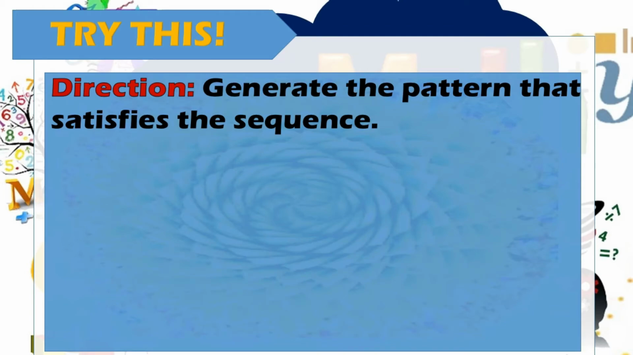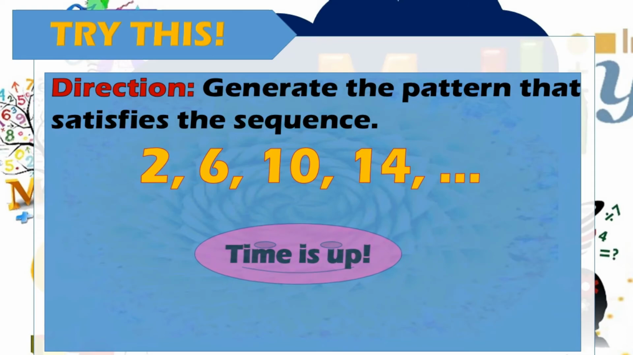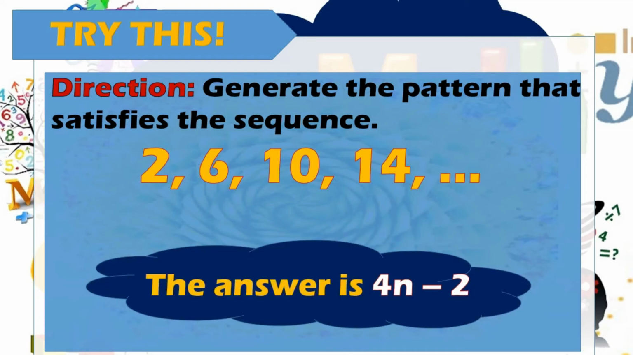Try number 2. The given sequence is 2, 6, 10, 14, and so on. Your time starts now. Alright, what is your answer? Correct, the answer is 4n minus 2.